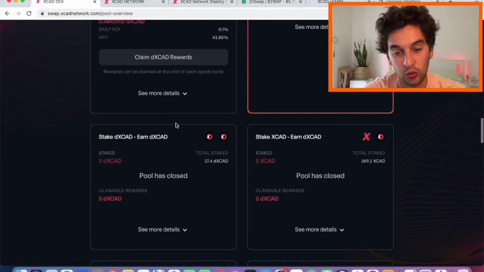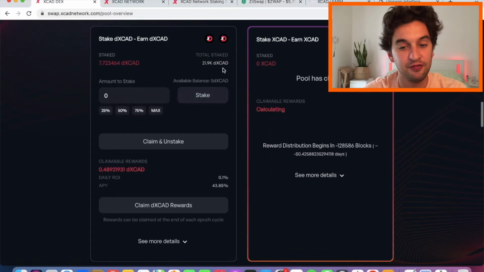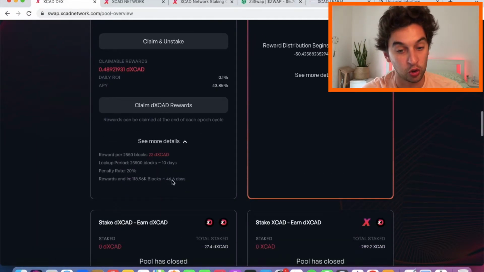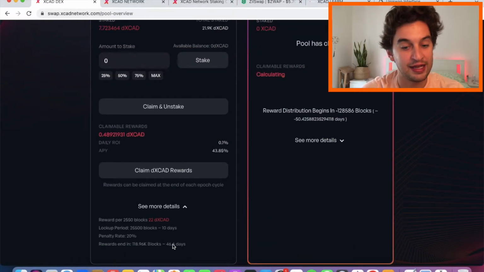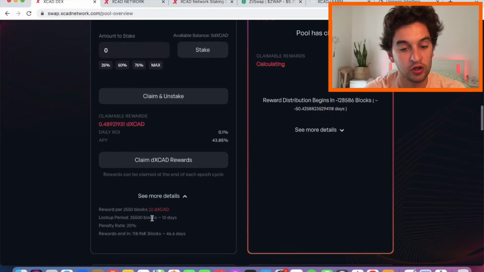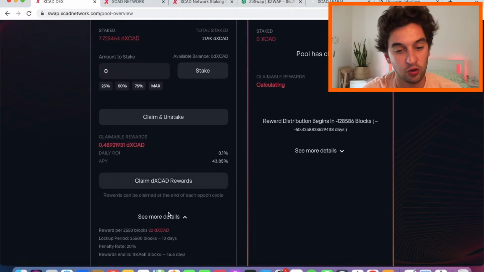There were different ones, but now I'm also doing this, and as we're able to go and see, they pay different. So this one pays on a 0.10% daily or a 43% APY. It is about to close in 10 days. So I will keep my money there in 10 days as a lockup period. And the rewards per block is, as we're able to go and see here, 22. The XCAD, there is a 20% penalty rate, but I'm happy with this.